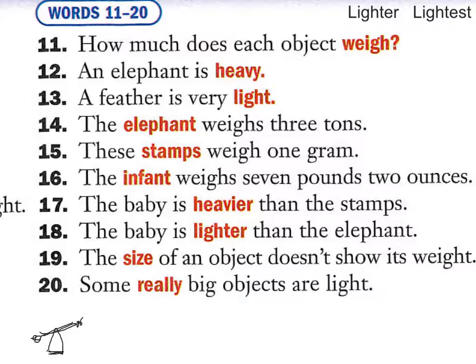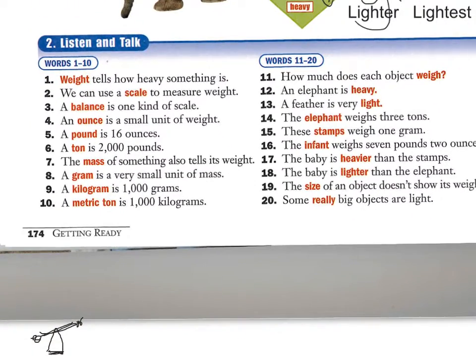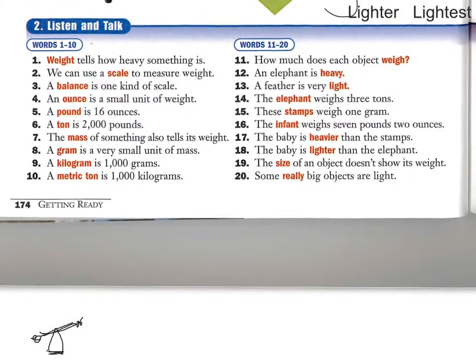The size of an object doesn't show its weight. Some really big objects are light. Okay, now we're going to do musical partners, practicing these sentences.